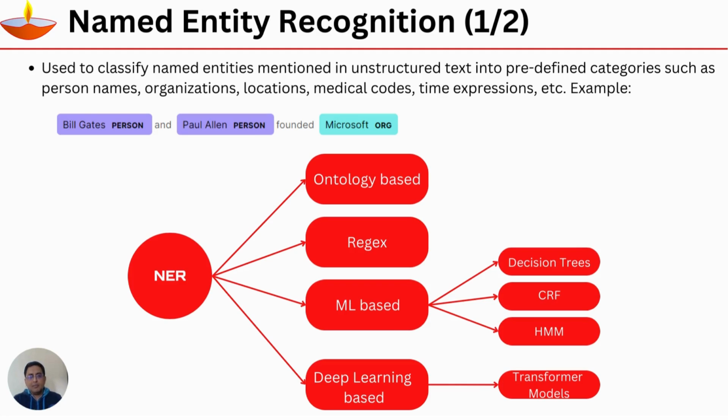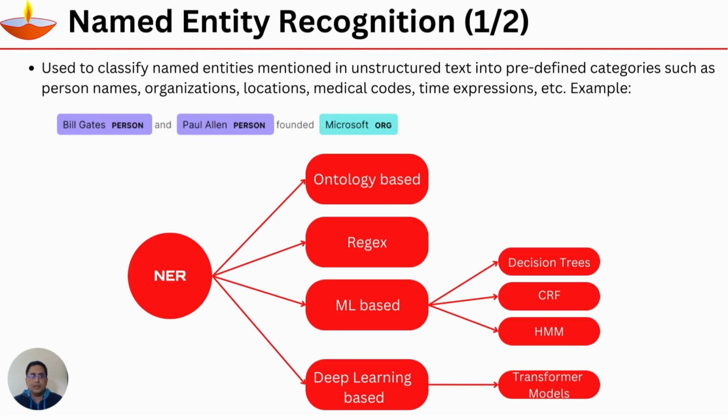Okay, so recently much of the focus has been on deep learning based models. These are essentially the transformer based models, and they tend to perform a lot better in the current scenarios, even with unseen data or data for which the training has not happened.